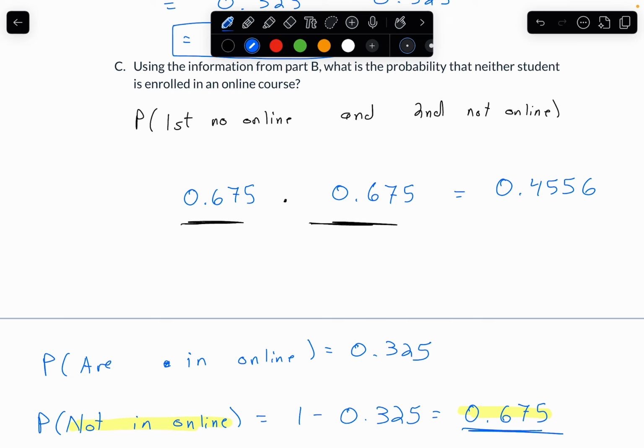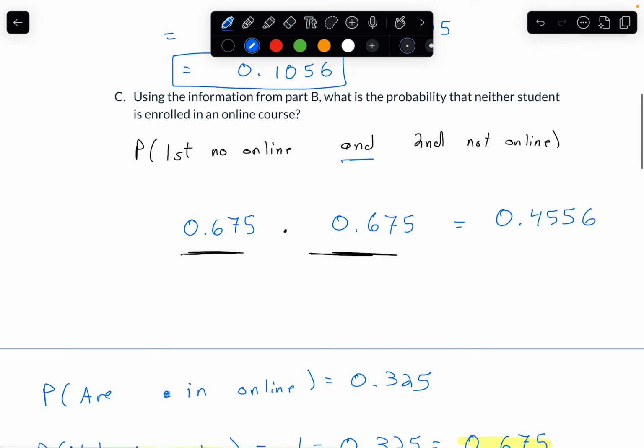So in general, when we're looking for these and probabilities, we are almost always going to be multiplying. Really, the only exception I can think of off the top of my head is if we're working with a contingency table, but if we are given a probability like this, we are most likely going to be multiplying some of these probabilities together.